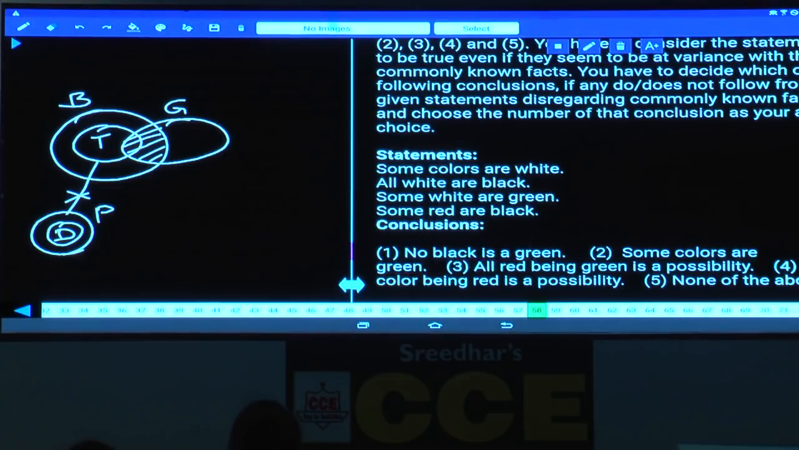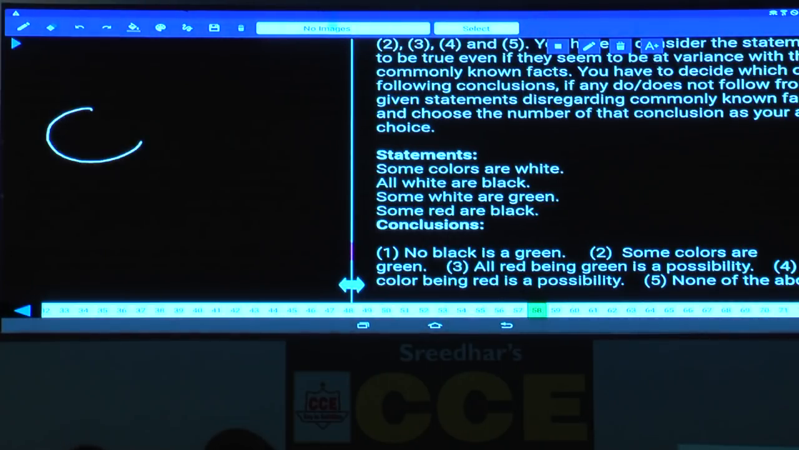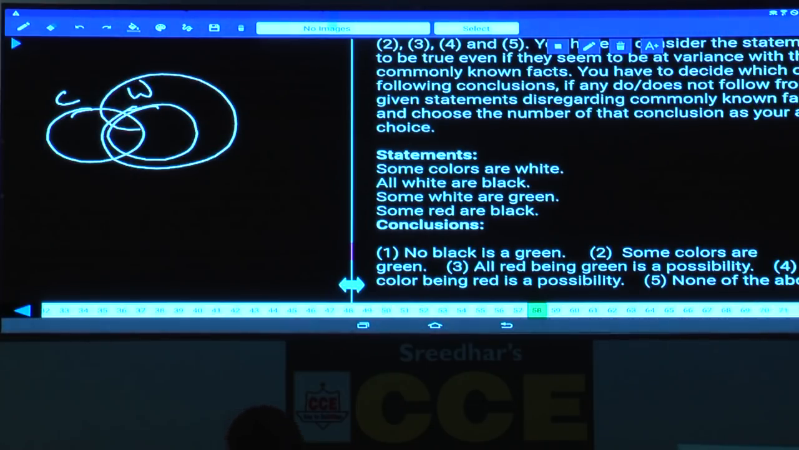Then 58. Tell me what is 58. Now in this question number 58, some of the colors are white, and all these white are black, and some of the white are green, and some red are black. Now this is the basic diagram. No black is green. As of now, is it true that no black is green? No black is green cannot be true at least once. Why is it so? Because some black are green is clearly given.